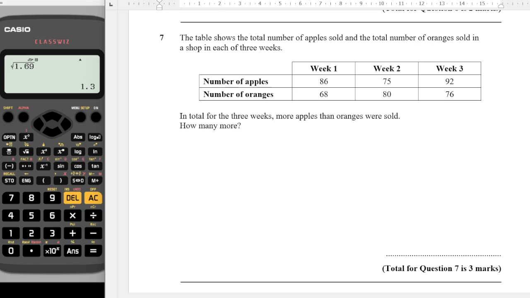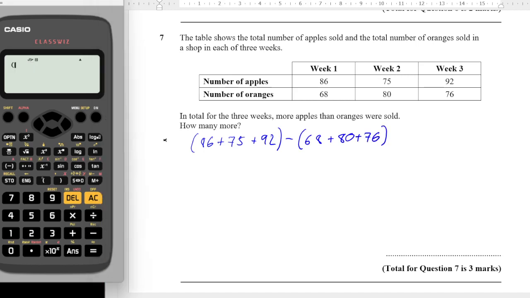How many more? So in effect, I'm just going to use my calculator, but I'm going to make it clear what I'm going to type into my calculator. So I'm going to add up my total for apples, and from that I want to subtract my total for oranges. And we could work these out individually, but really there's no particular need, as long as we type it in correctly.